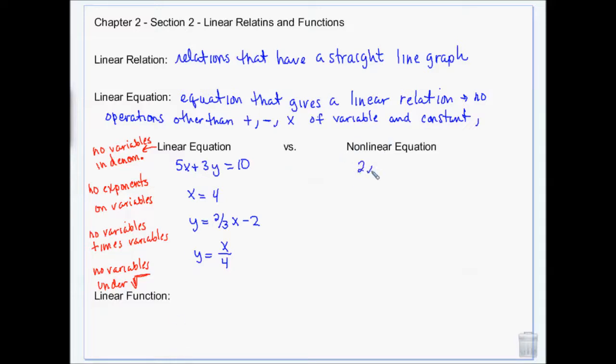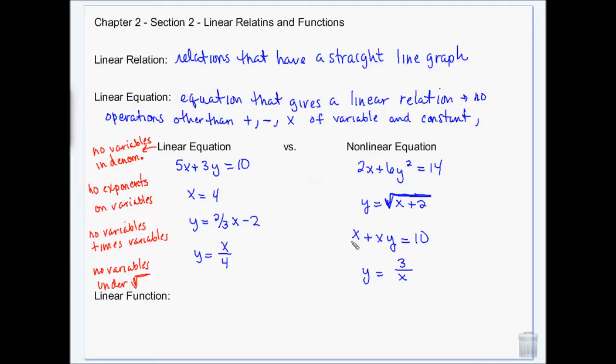Nonlinear equations. Exponent on a variable, not okay. Variable under a square root, not okay. Two variables being multiplied together, not okay. Variable in the denominator, not okay. So this is fine, this is not fine.